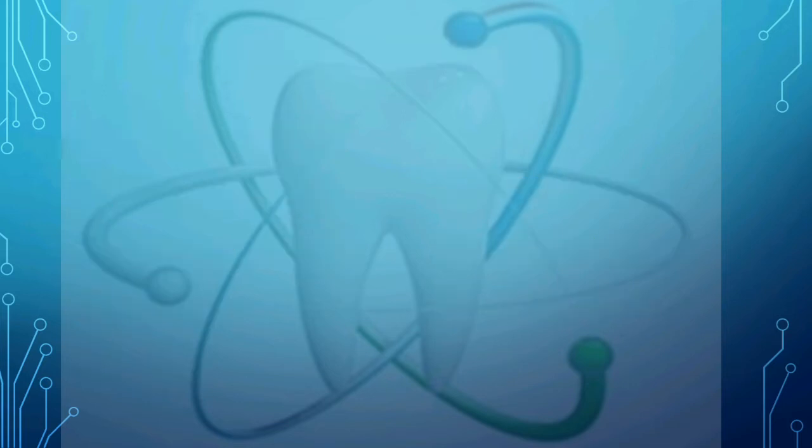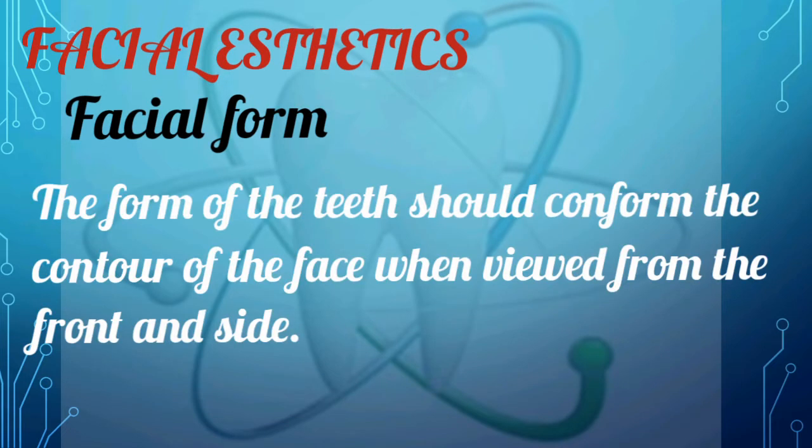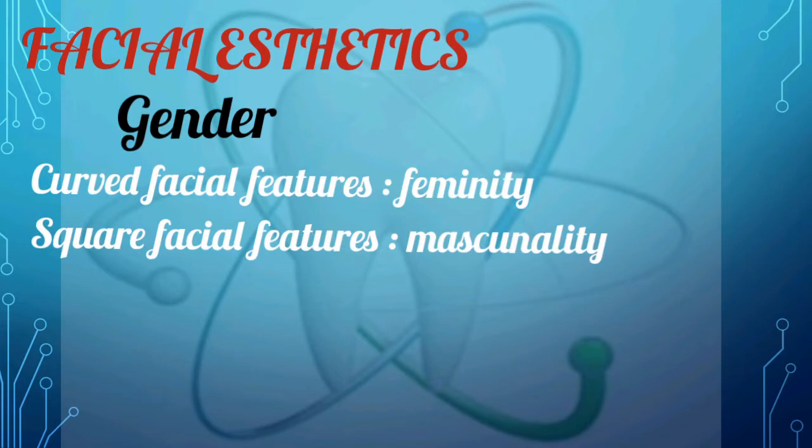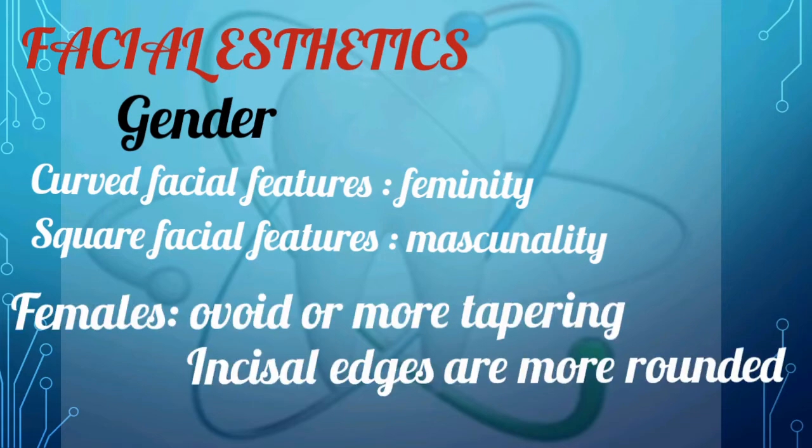The form of a tooth should conform to the contour of the face as viewed from the front and side. According to Leon Williams' classification, the facial forms or shapes can be categorized as square, square tapering, and ovoid. When coming to gender, curved facial features are associated with femininity and square with masculinity. So, to create harmony between the tooth form and the face, the teeth of females may be more ovoid or tapering than square as compared to males. The incisal edges may also be rounded for females.